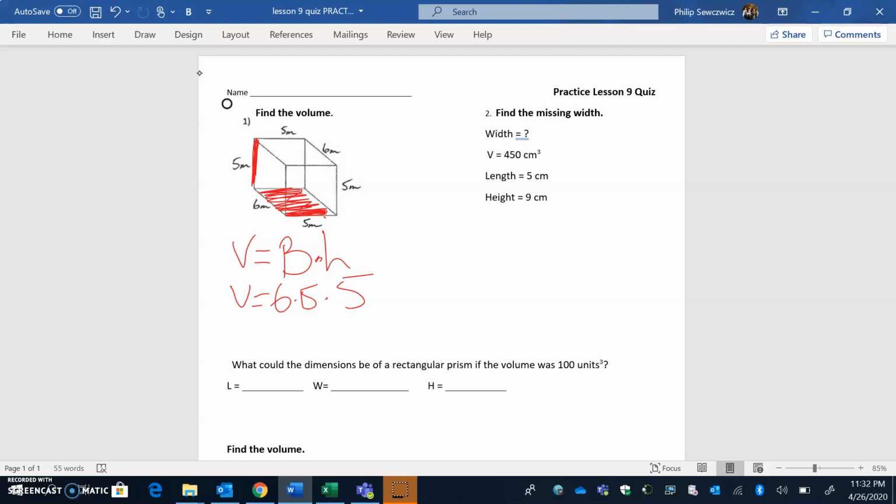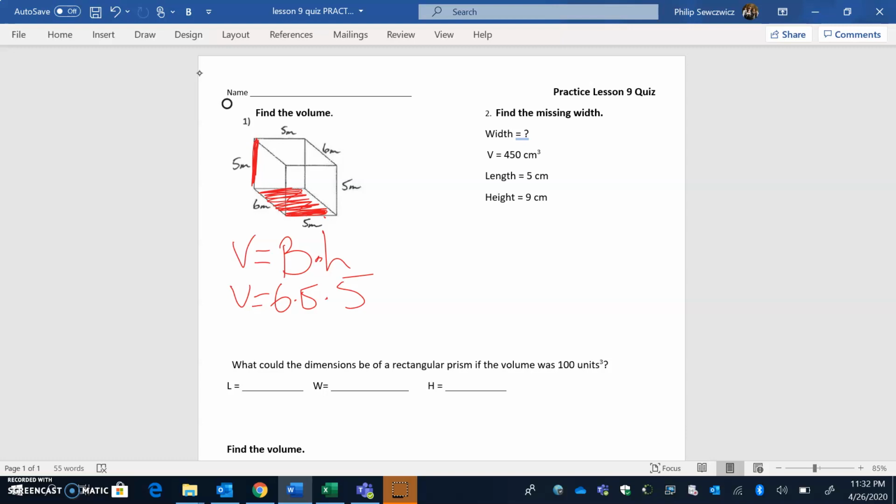You might have heard the phrase of length times width times height, and that's true. But that only works for the volume of a rectangular prism. Once we start getting into other particular prisms, we're going to see different formulas there. So that's why we like that area of the base times the height. But yes, length times width times height does work for all rectangular prisms.